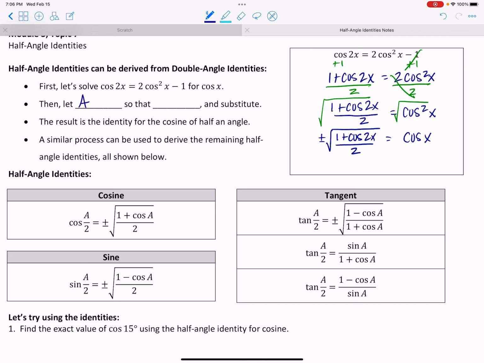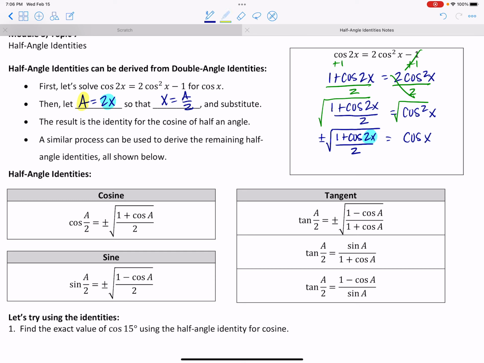So we're going to let a equal 2x. Now, if a is equal to 2x, and I wanted to solve for x, I would have to divide that 2 over. That means that x would be equal to a divided by 2. So now I can make some substitutions. In place of the 2x that I have here, I'm going to substitute in a. So I'm going to replace that 2x with a.